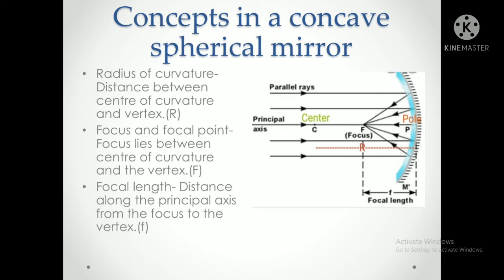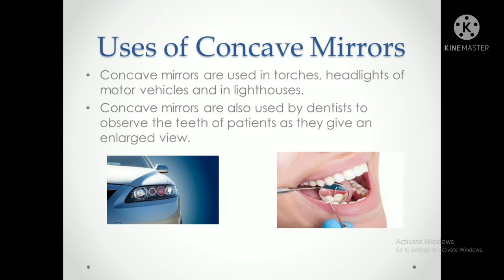Okay. So now we will go to some of the uses. Now let's see what the uses of this concave mirror are, where it is used. Concave mirrors are used in torches, headlights of motor vehicles and in lighthouses. Concave mirrors are also used by the dentist to observe the teeth of the patients as they give an enlarged view. So in a concave mirror you can see the view very big. So it is very helpful for the doctors.